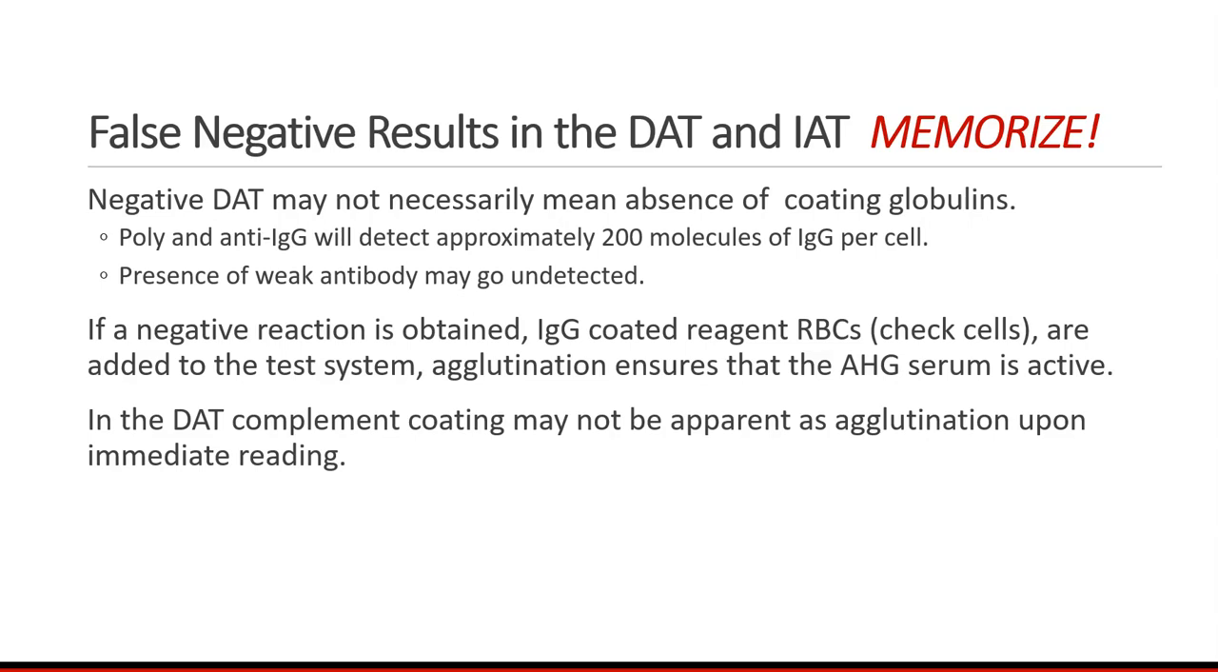So what did I just say? The final step in either the IAT or the DAT is the addition of check cells. These are cells in a bottle that are coated with IgG.